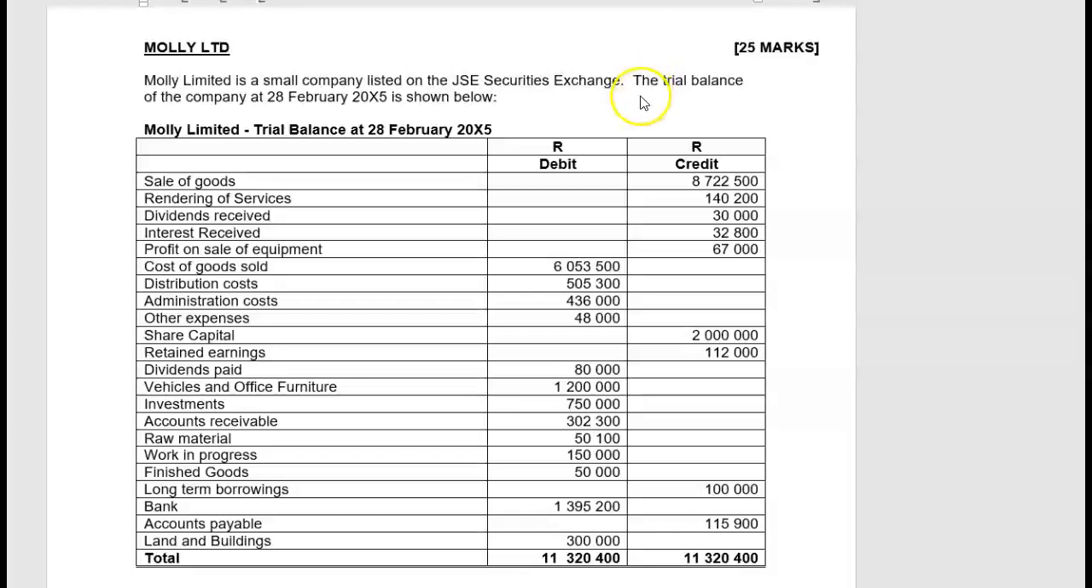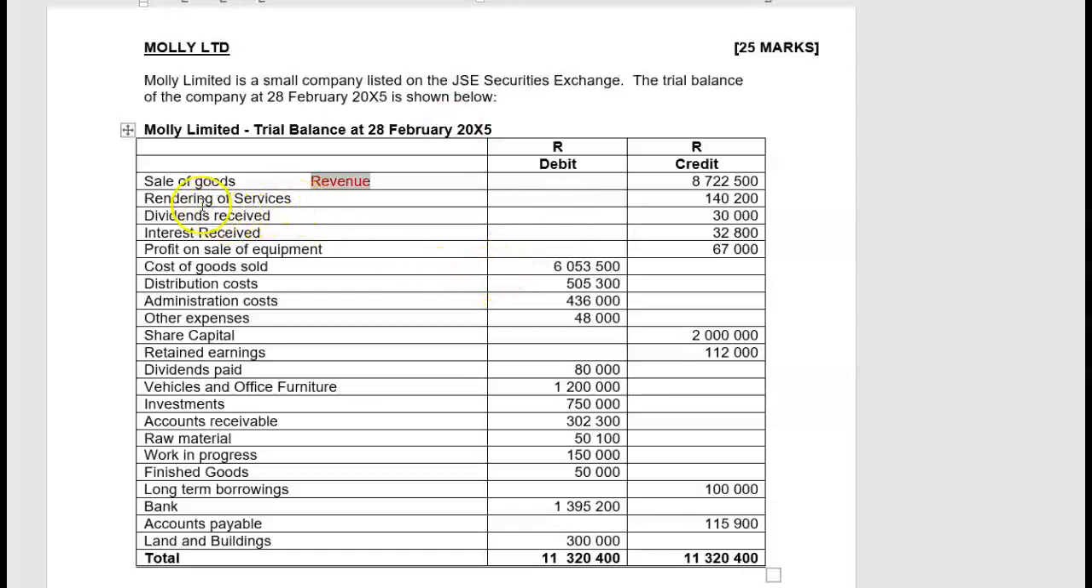Molly is a small company listed on the JSE Securities Exchange. The trial balance of the company as at 28 February 25 is shown below. They have debit and credit, sale of goods. Obviously, that is our sales, and according to IAS 1, we don't call it sales anymore. We call it revenue. Revenue from goods is the sale of our trading stock.